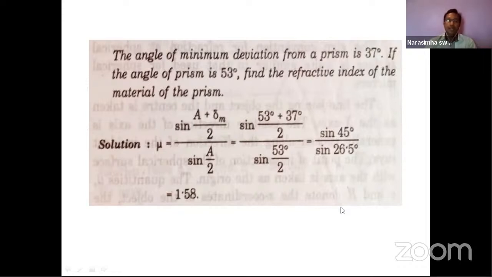Refractive index formula is there: mu is equal to sin i by sin r. So mu is equal to sin of (A plus Dm) by 2, where Dm means minimum deviation, divided by sin of A by 2. A is the angle of prism, 53 is given, minimum deviation is 37. So it is sin 45 by sin 26.5 degrees.